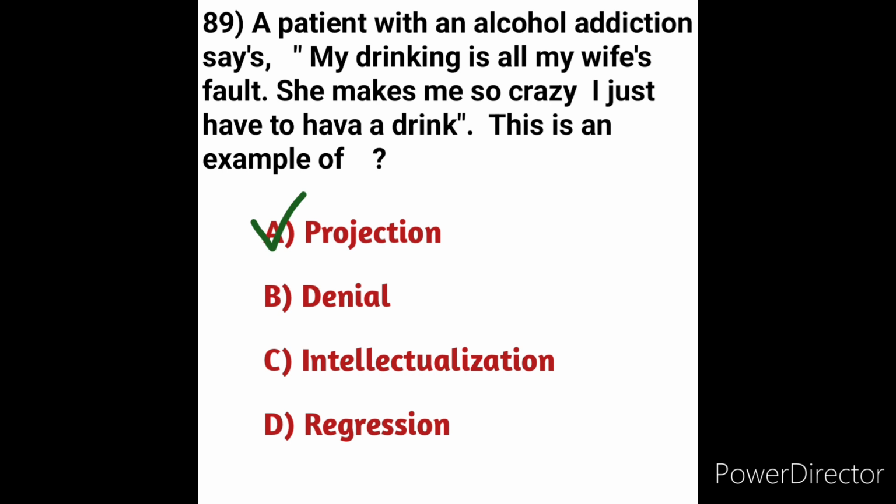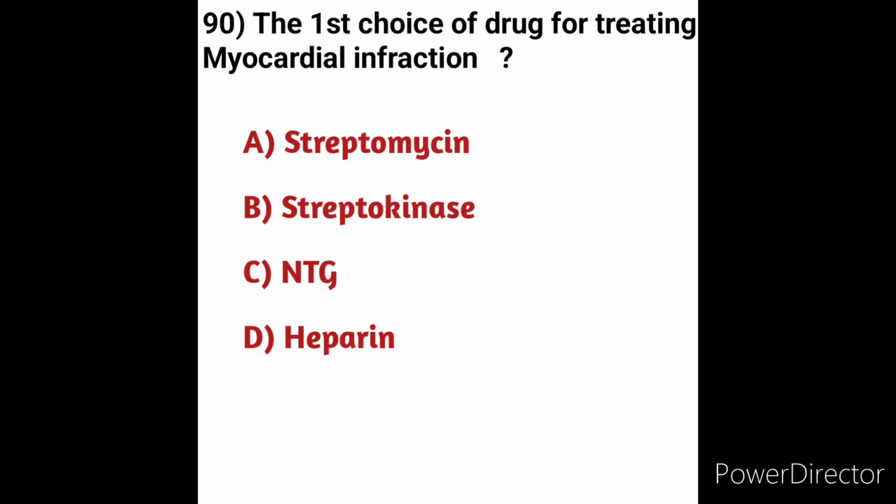Next we will move on to question number 90. The first choice of drug for treating myocardial infarction. We will see here the options. Option A streptomycin, option B streptokinase, option C NTG and option D heparin. NTG means nitroglycerin.